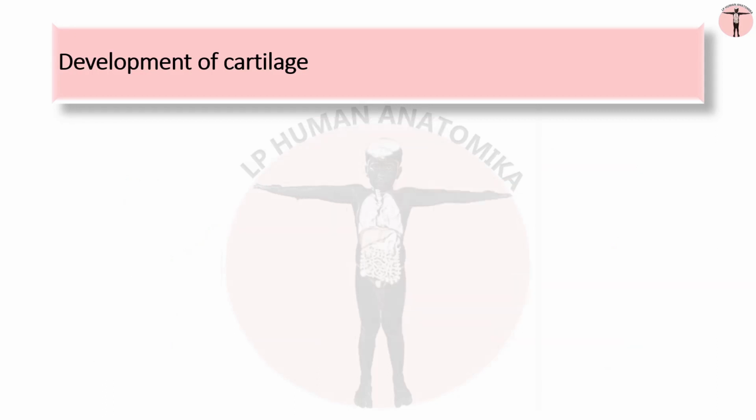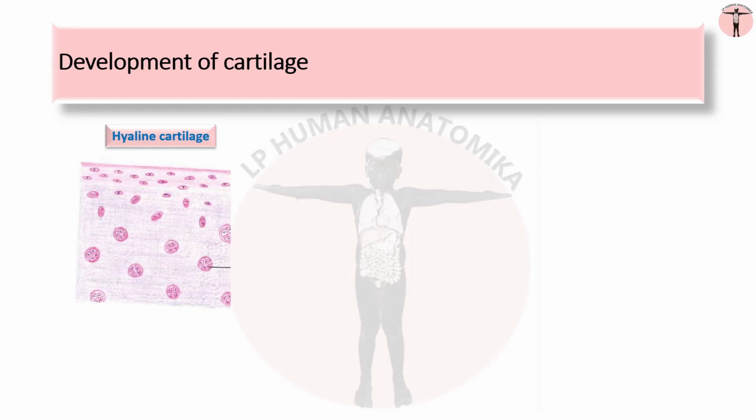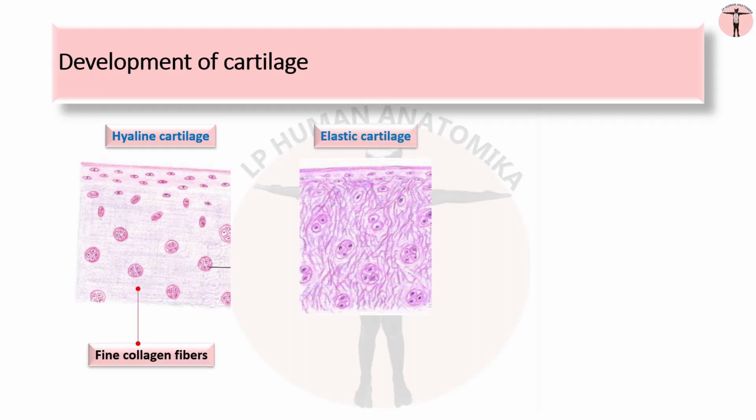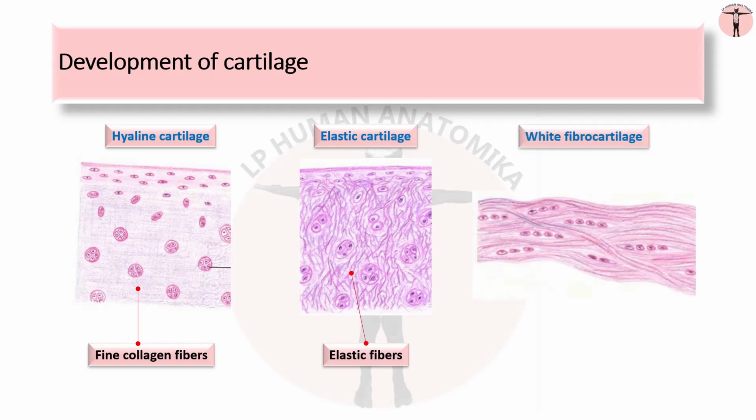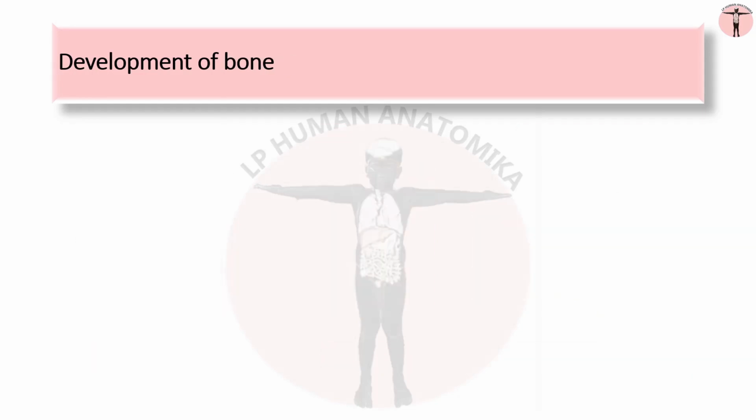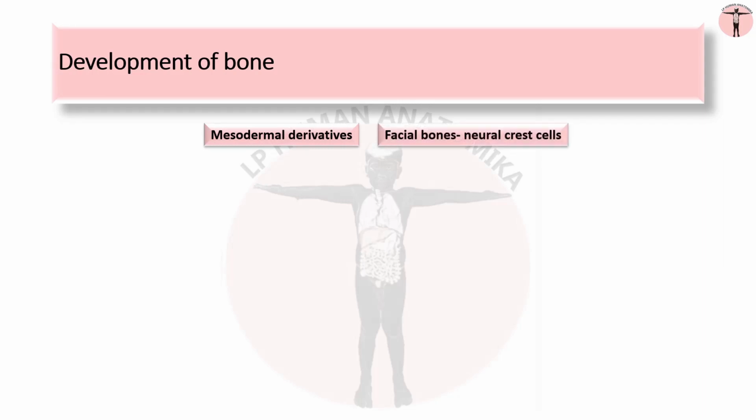Depending on the type of fibers and amount of fibers in the matrix, the following cartilages are formed. Hyaline cartilage with fine collagen fibers in the matrix, elastic cartilage with abundant elastic fibers in the matrix, fibrocartilage with dense collagen fiber bundles in the matrix. Now coming to the formation of bone. Bones are mesodermal derivatives, except the facial bones, which are formed by neural crest contribution.